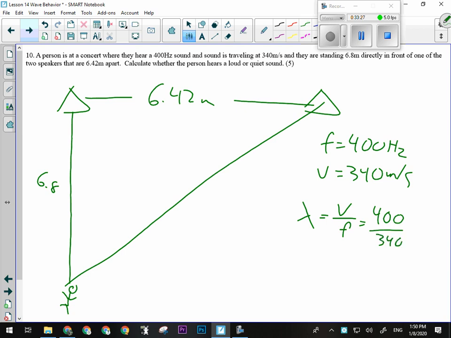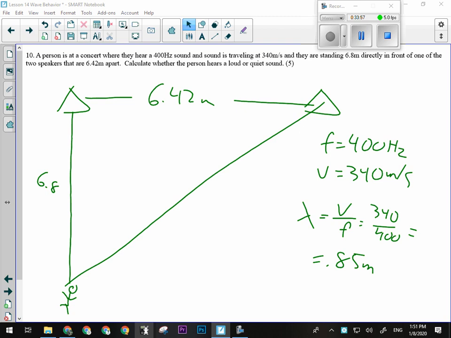So I'm going to calculate wavelength by going V over F. 400 divided by 340 gives me what? 1.2? 0.85? Oh, sorry, I got this backwards. 340 over 400. So our wavelength is 0.85 meters. Listen, please. Now what I need to do is figure out how many waves are in the 6.8 meters and how many waves are in this side that I still don't know. So I need to calculate the side I don't know, and then do the same thing we did before.